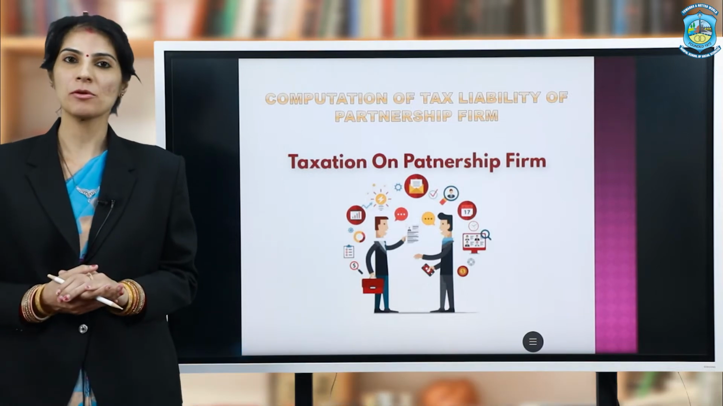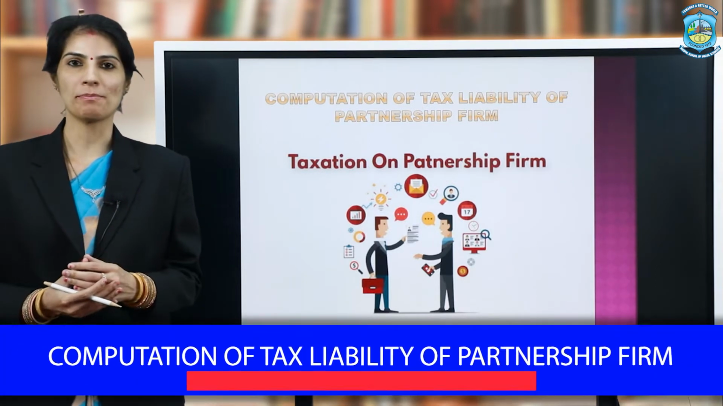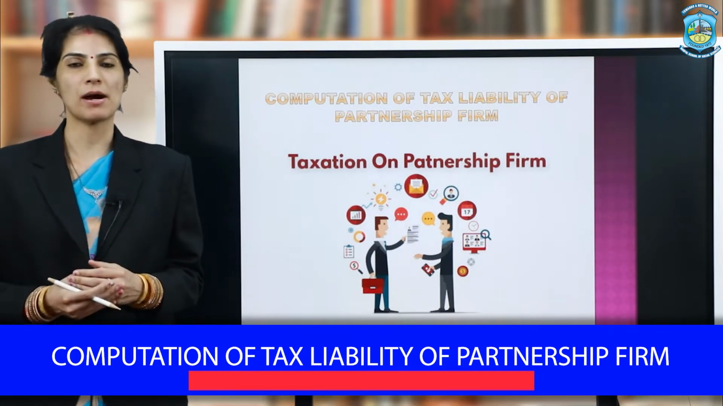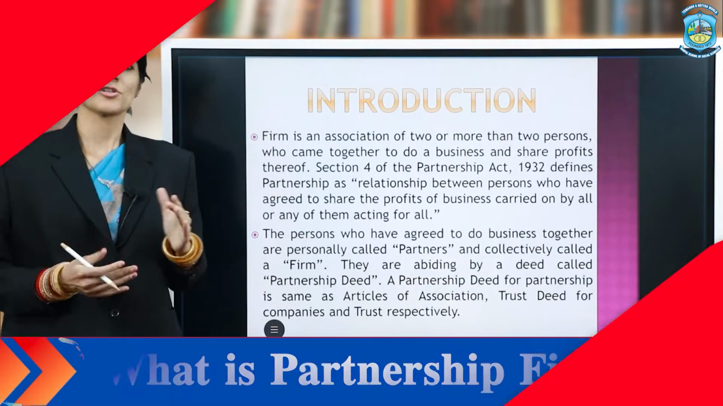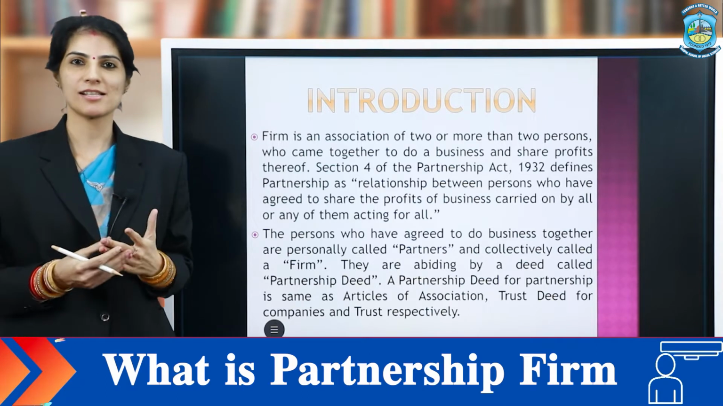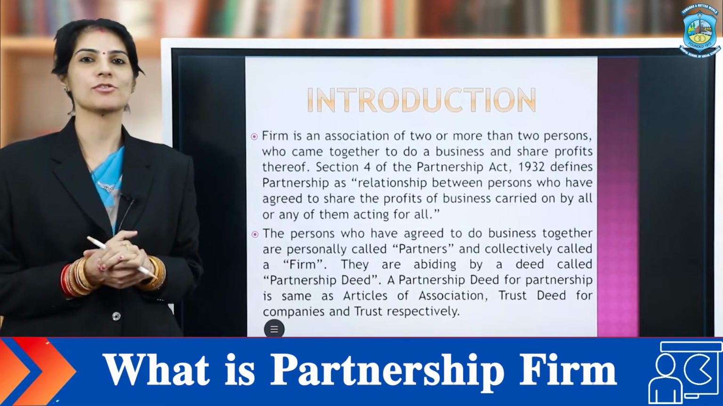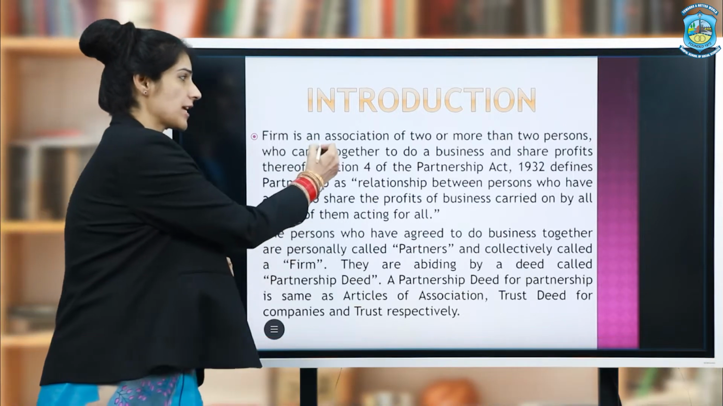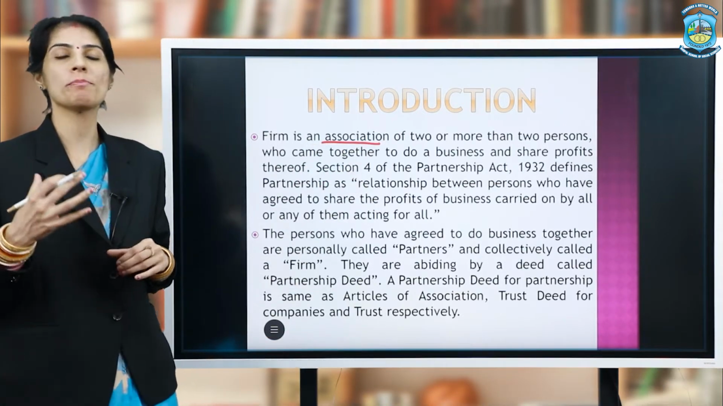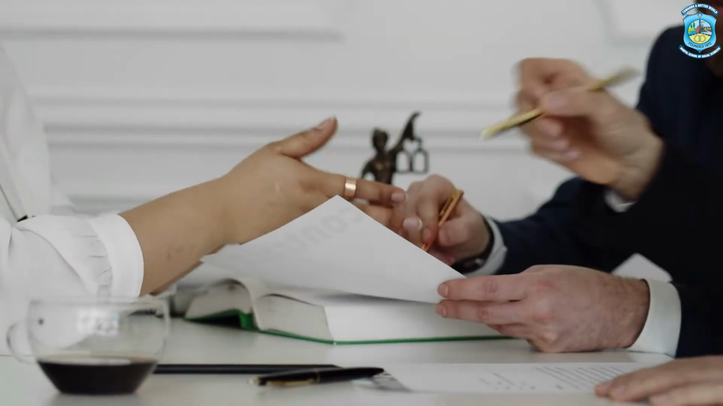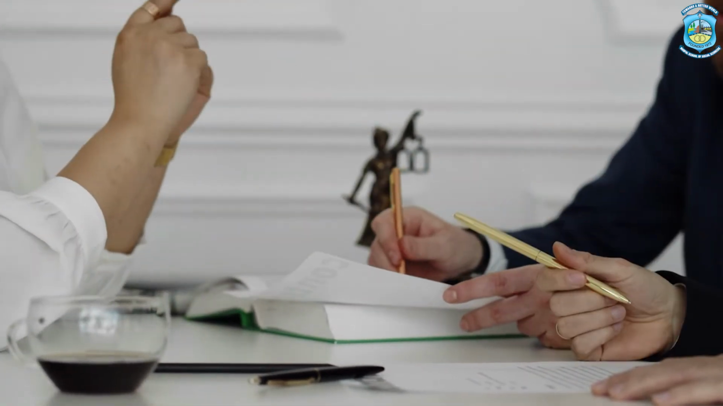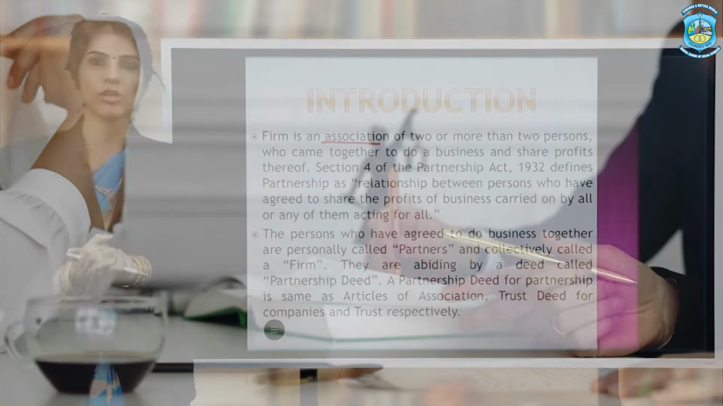And today I'm here with you to discuss the topic computation of total income and tax liability of a partnership firm. So now let us start the topic by discussing what we mean by a partnership firm. A partnership firm in simple terms is an association between two or more persons who come together to start a business, and their main motive is to earn profit and to divide the profit amongst each other.